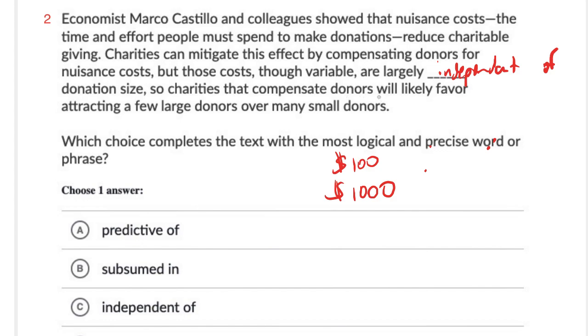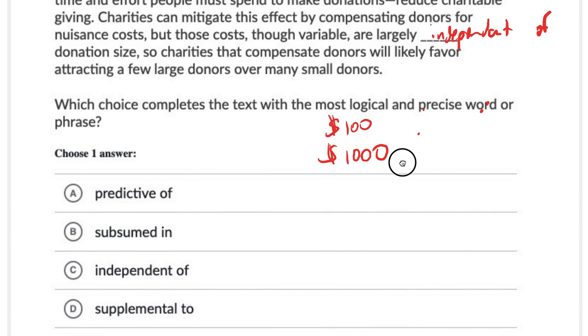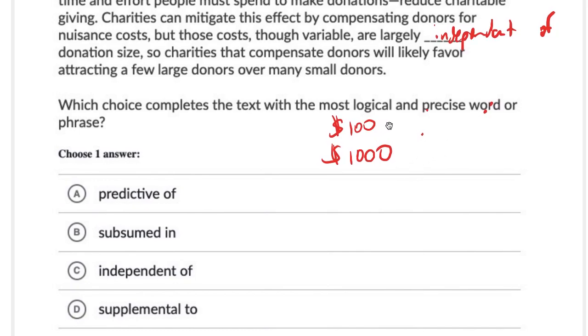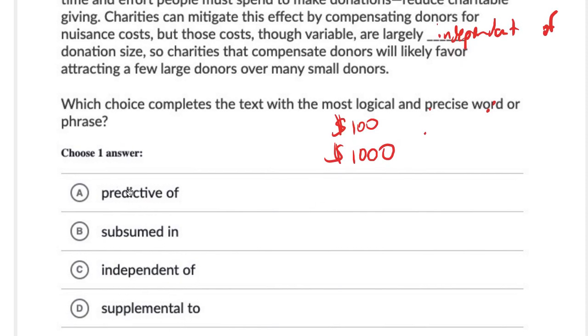So charities that compensate donors will likely, so they're more likely to say, here, I'll give you $5 for your trouble of writing us a check. They're more likely to do that for somebody who spends $1,000 or $10,000. They're not going to pay somebody $5 to write them a $5 check. So it's not about predictive.